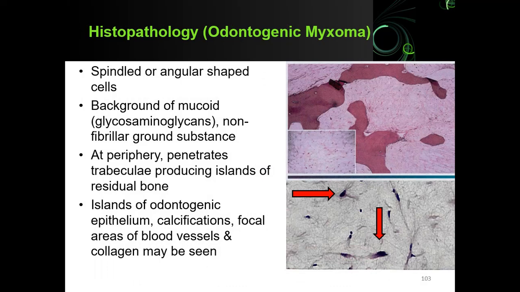On histopathology, odontogenic myxoma appears as a mucoid non-fibrillar substance. Within this mucoid substance lie angular and spindled kind of cells. This mucoid substance consists of glycosaminoglycans, for example, chondroitin sulfate. This lesion at the periphery will penetrate the surrounding bone and trabeculae, and thus by resorbing some of these trabeculae, islands of the residual bone will be seen adjacent to these lesions.